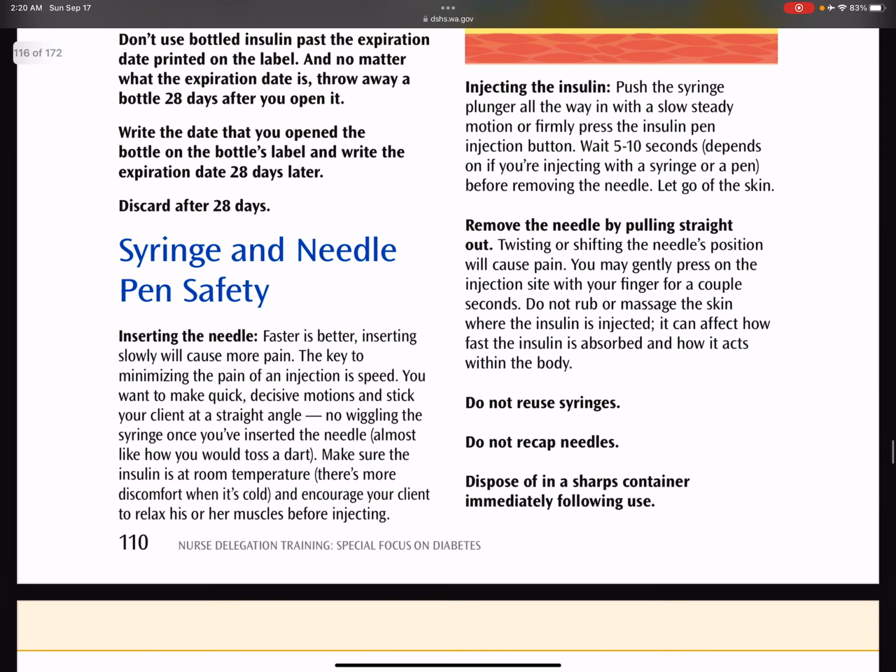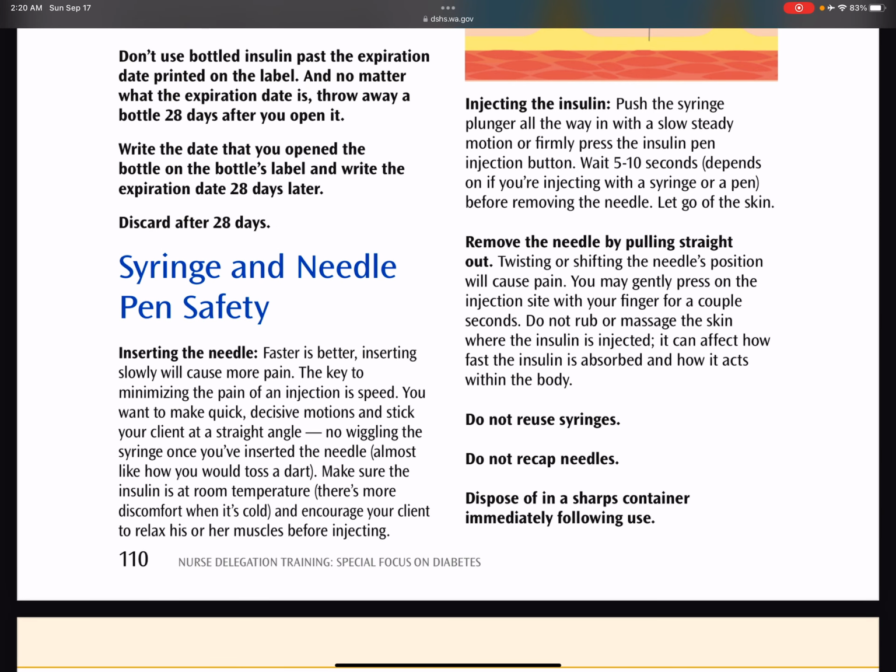Now let's look at syringe and needle pen safety. Faster is better. Inserting slowly will cause more pain. So the key to minimizing the pain of injection is speed. You want to make sure you use a quick, decisive motion, and stick your client at a straight angle. No wiggling the syringe once you have inserted it. Make sure the insulin is at room temperature, since it's not comfortable when it is cold. And encourage your client to relax his or her muscle before injecting.